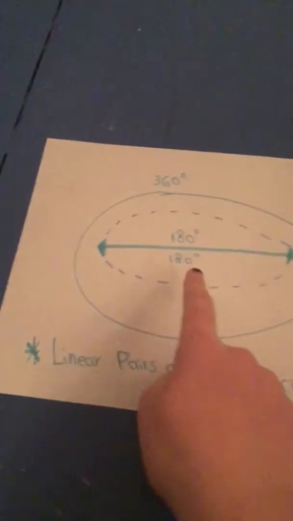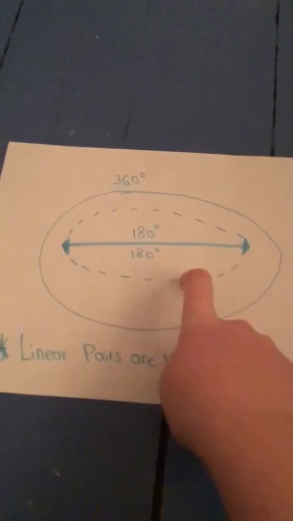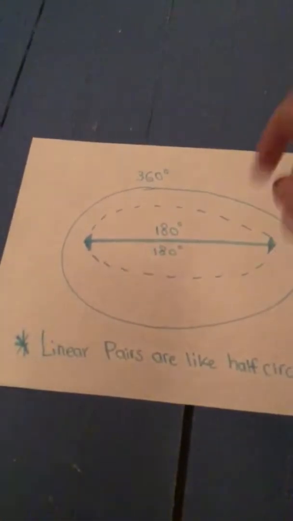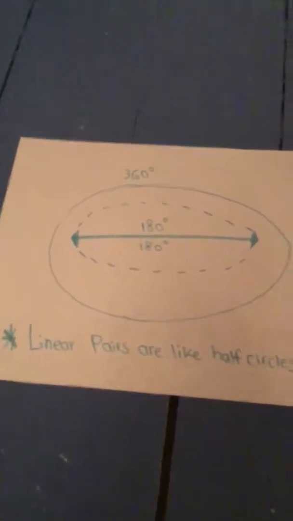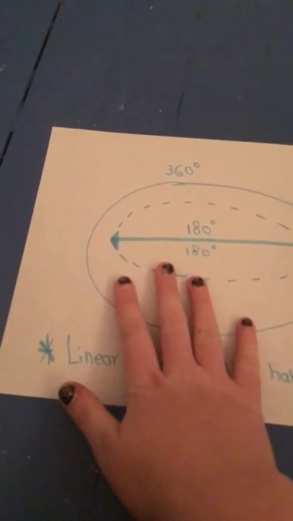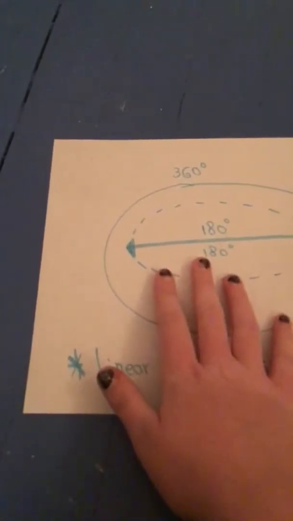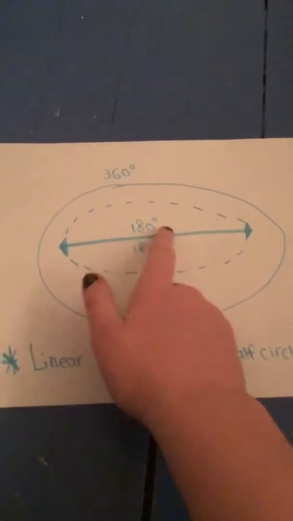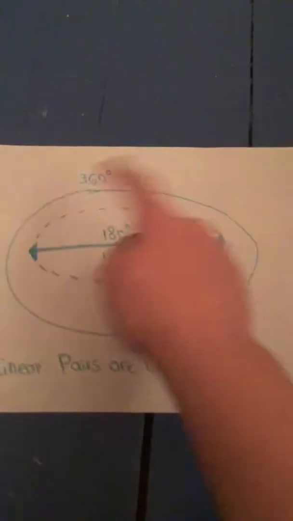To help you understand that, here's a picture I drew. It's of just a line, and it shows 180 degrees on one side, 180 degrees on the other, and then a circle around it to show that it makes up 360 degrees, because linear pairs are kind of like half circles. So you have your two angles, which add up to 180 degrees, which is just this part of the line, which makes up this half circle.